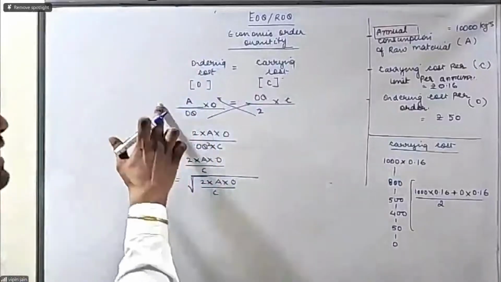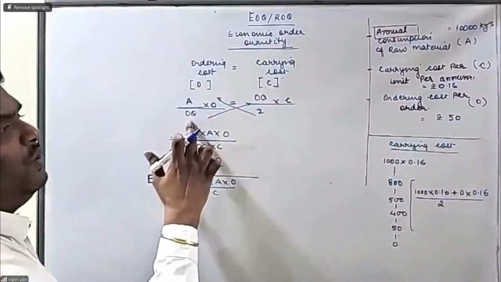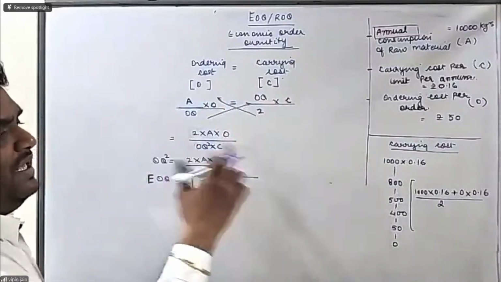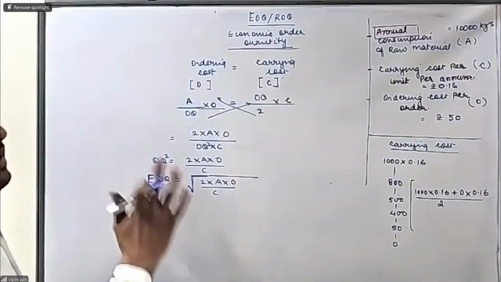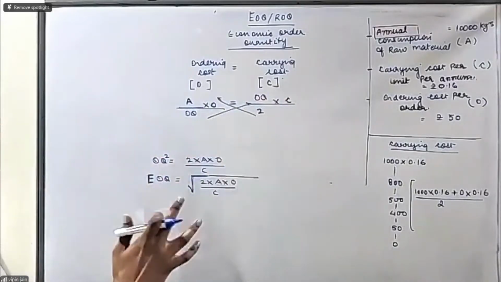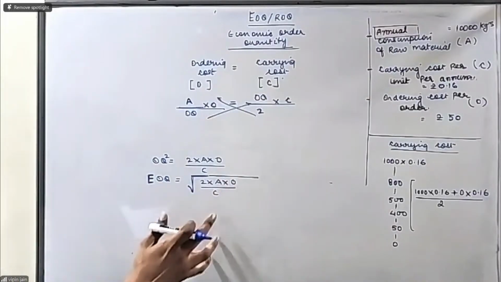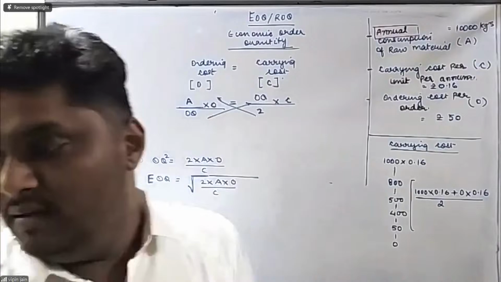Very simple: A into O divided by OQ is equal to OQ into C divided by 2. I have done nothing, only cross multiplied, and I have got this formula: EOQ is equal to under root 2 into A into O divided by C.